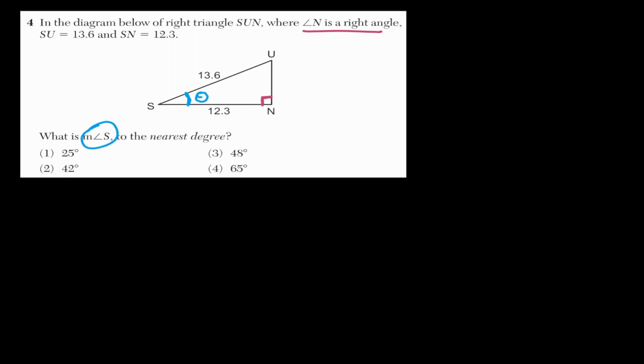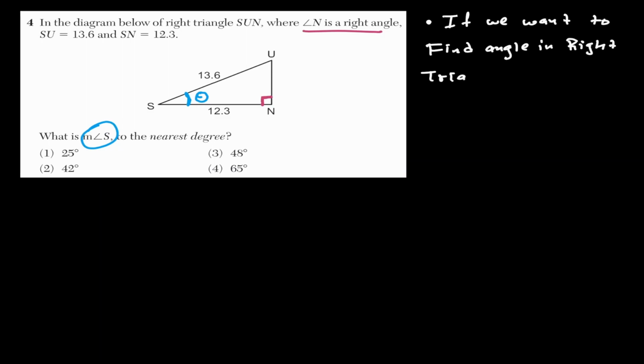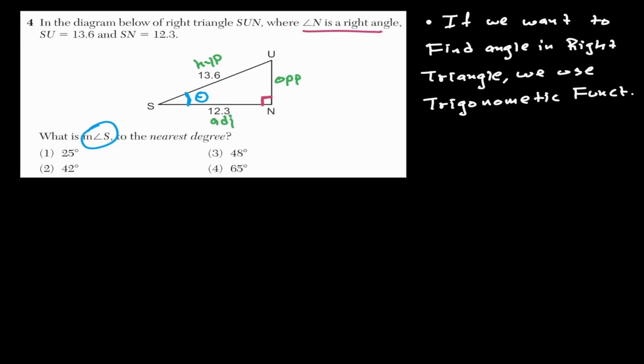Anytime that we're looking for an angle in a right triangle, we want to use trigonometric functions. And to figure out which trigonometric function we're going to use, let's label our right triangle. When we take S as our reference angle, then the side that is opposite to that is UN, so that will be my opposite side. What is in front of 90 degrees? That is our hypotenuse. And whatever we have left, that's our adjacent. And now let's think about the acronym that we have to identify trigonometric functions. The acronym of SOHCAHTOA.